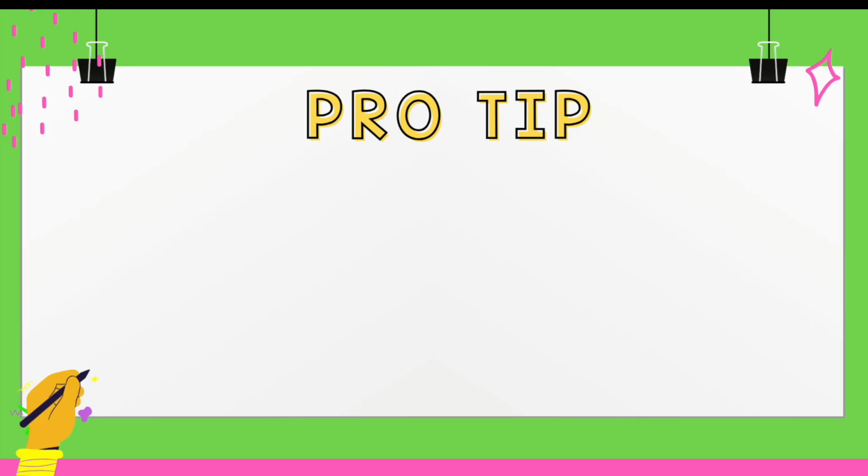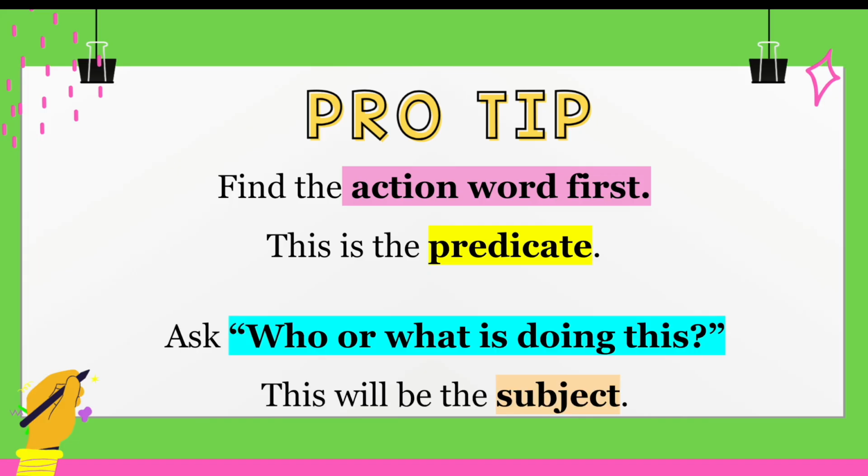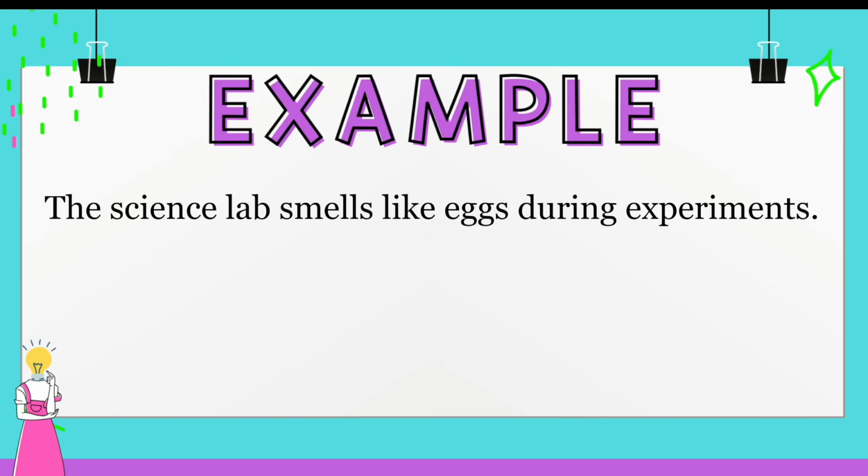So here's a little pro tip for you. You're going to find the action word first, and that's going to be your simple predicate. And then after that, you're going to ask who or what is doing this. And the answer to that question will be your subject. All right, let's try this. Let's read this sentence together. The science lab smells like eggs during experiments.